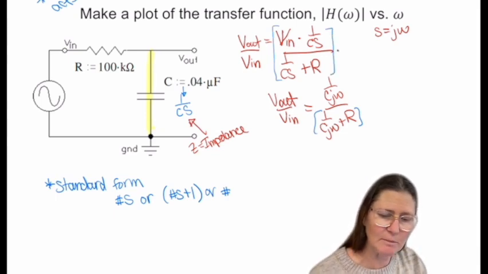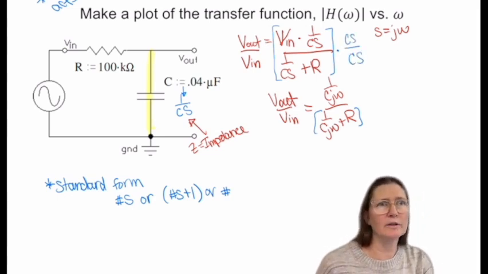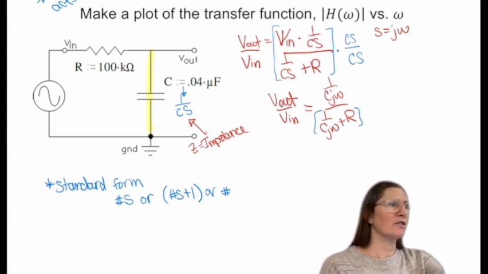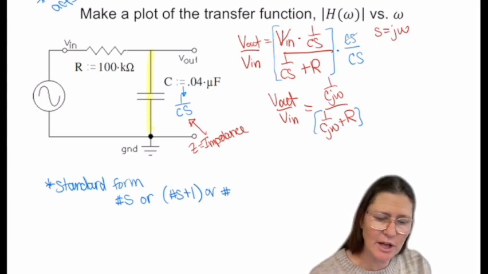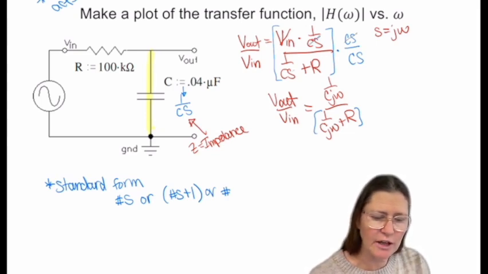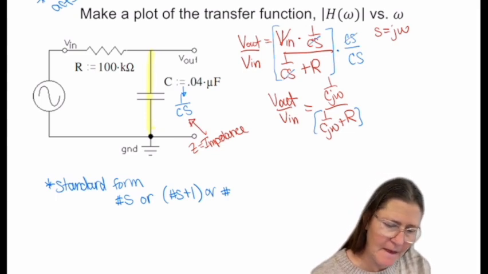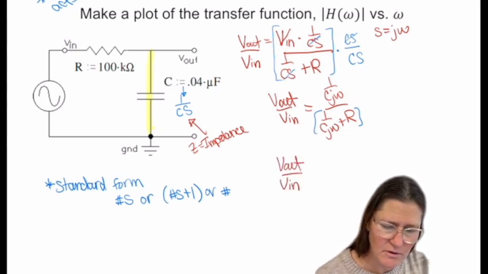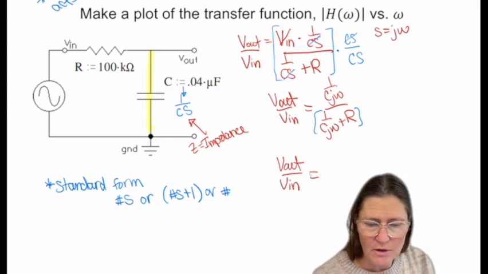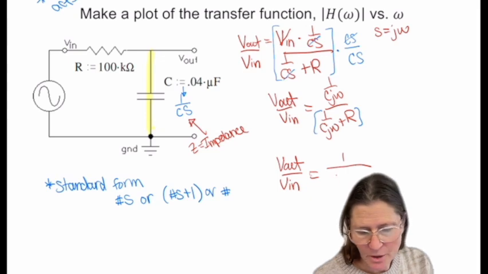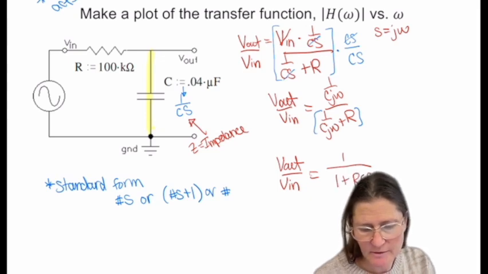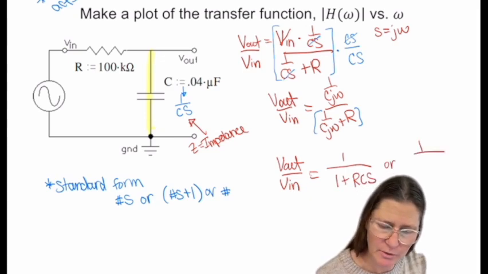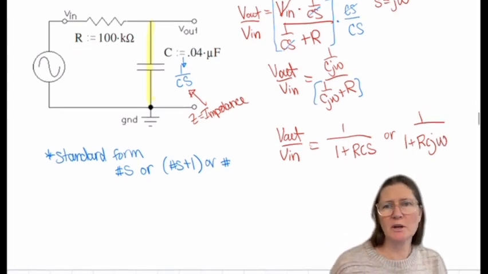To do that, as I said, I like to work with S's. So I'm going to go back to this one, and I'm going to multiply the top and the bottom by 1, which would be CS over CS. That's going to allow this to cancel, and then it will cancel on this one. My expression then turns into 1 over 1 plus RCS, or 1 over 1 plus RC j omega. And this would be considered my standard form.